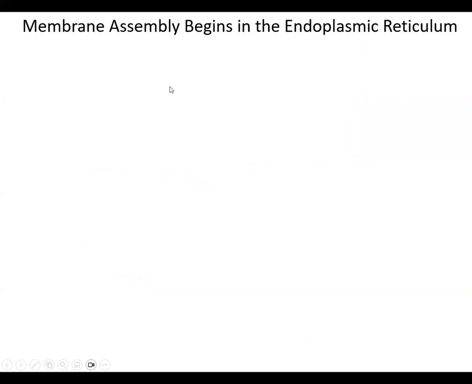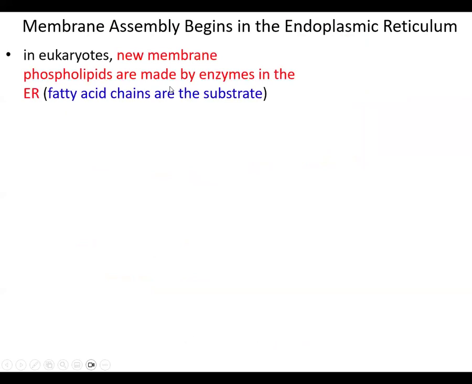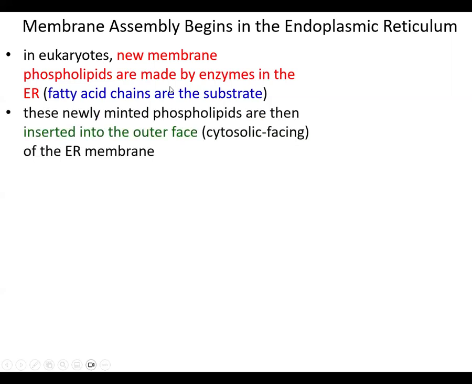So where do phospholipids come from? Where are membranes made? And surprisingly, they're made in the endoplasmic reticulum, mostly in the smooth ER, but also in the rough ER as well. In eukaryotes, such as us, new membrane phospholipids are first made by enzymes in the ER. And fatty acid chains are the substrate, glycerol is the substrate, those phosphate groups, those alcohol groups are all substrate. So literally, we assemble phospholipids from their basic monomer parts right there in the endoplasmic reticulum, in the ER.